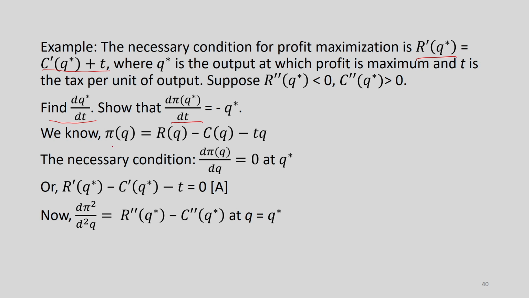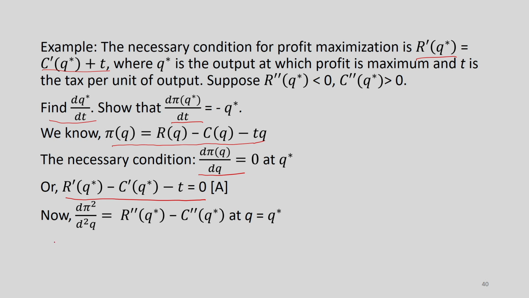Let us start from the beginning, which is the profit function. The profit function is pi of q. We have seen that it is equal to r of q minus c of q minus small t multiplied by q. And the necessary condition is that if you have q star as the profit maximizing output, then this condition has to be satisfied: d pi q dq should be equal to 0 at q star. And from here we are getting this condition, r prime q star minus c prime q star minus t is equal to 0.